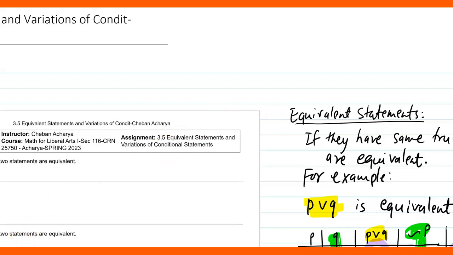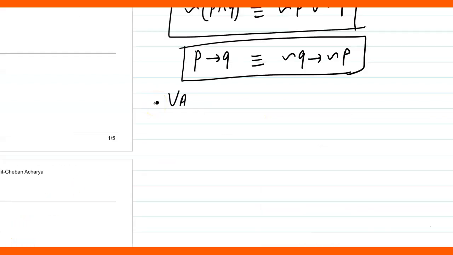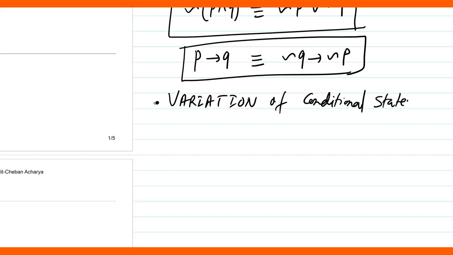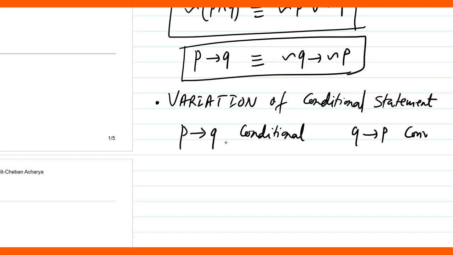What do you mean by that? Okay, what's the topic? Variation of conditional statement. Let's put the conditional statement P right arrow Q. That's called conditional. Okay, if you switch the order, making Q right arrow P, this is called the converse of this conditional statement. Okay, makes sense?